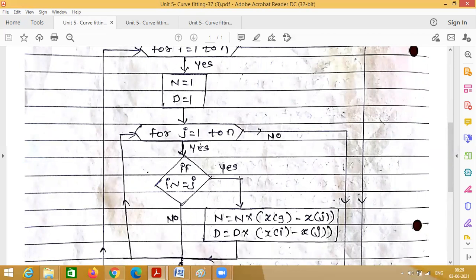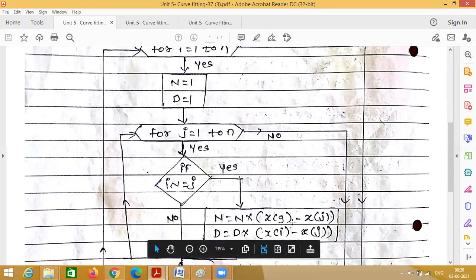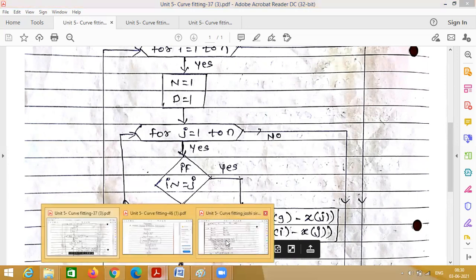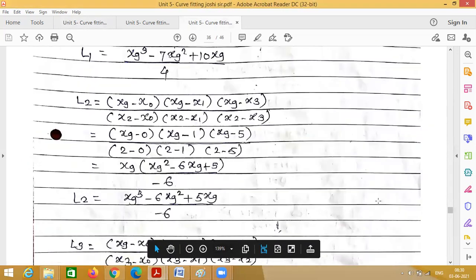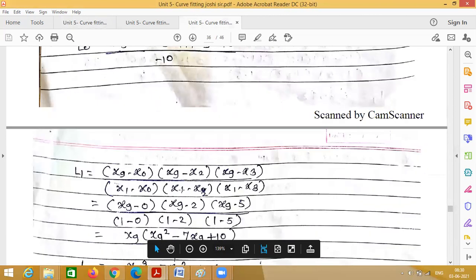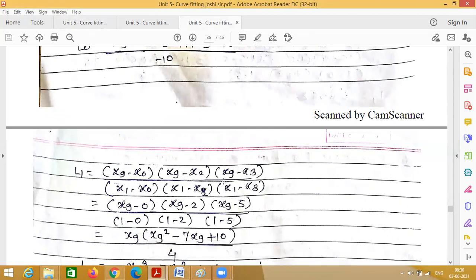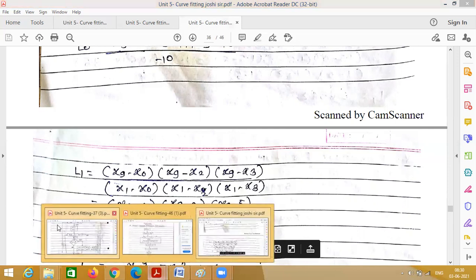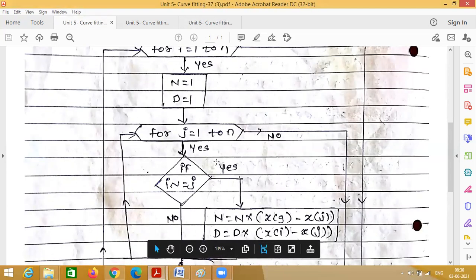i becomes 2 means you will get the L1 value. And for L1, same way you can take the loop j is equal to 1 to n. So when i and j are not equal, we are defining the numerator. So in this case xg minus, what is the value of j here? xg minus x1. Then denominator, in this case your denominator is x1 minus x0, for L1. Then the next time it becomes xg minus x2, and here x1 minus x2, here xg minus x3, x1 minus x3. So the purpose of this looping is to define the numerator and denominator.